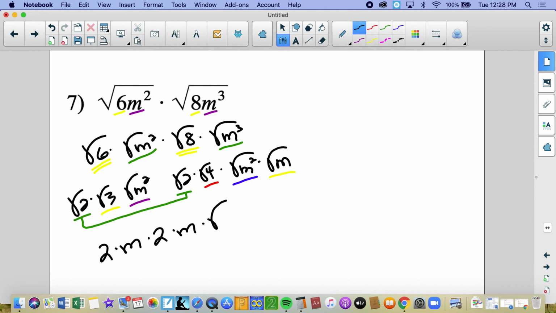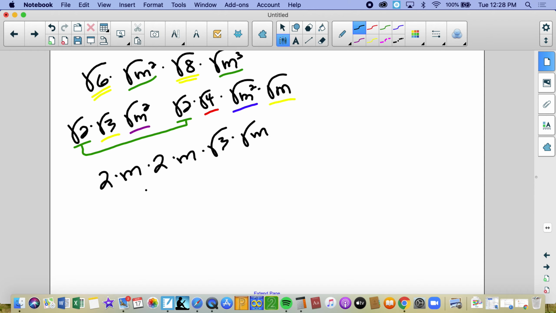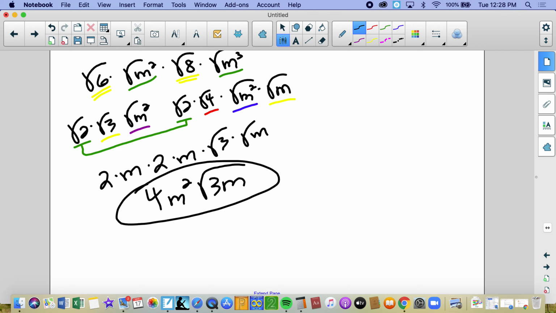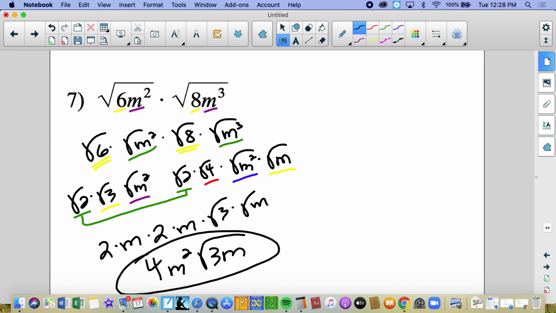So if we start simplifying the things on the outside, 2 times 2 is 4, m times m is m squared, and then we're going to put the things inside the house together. So we're left with 4m squared, rad 3m. That's a good one. Woo.